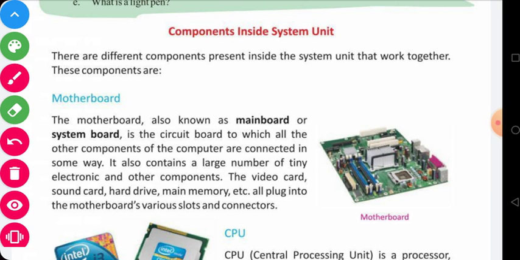The motherboard, also known as the main board or system board, is the circuit board to which all the other components of the computer are connected in some way. It also contains a large number of tiny electronics and other components. The video card, sound card, hard drive, main memory, etc. all plug into the motherboard, into various slots and connectors. Generally in a motherboard, sets of various types of hardware are pre-installed, such as the processor.